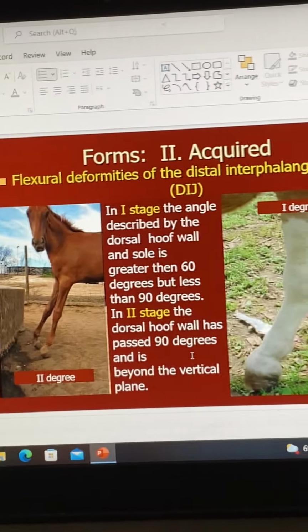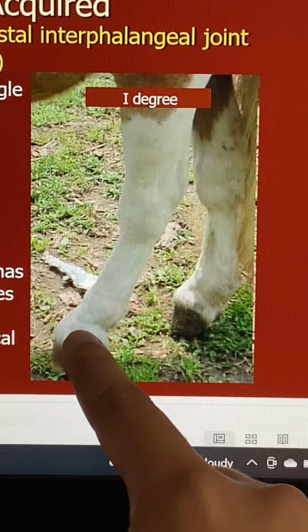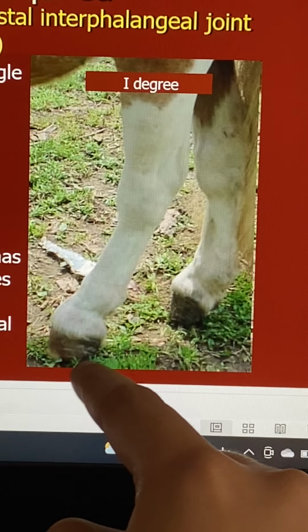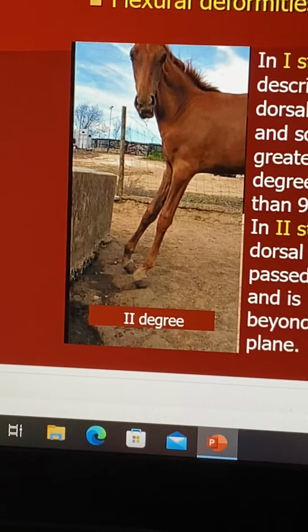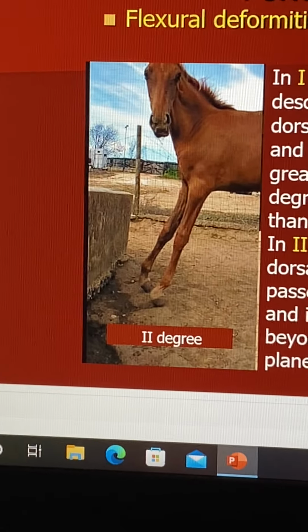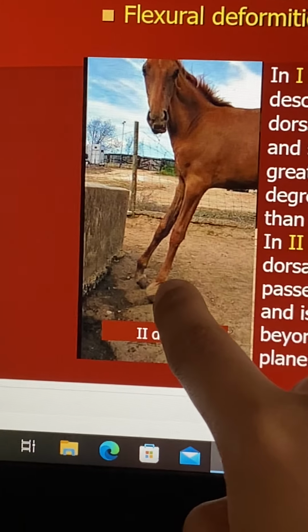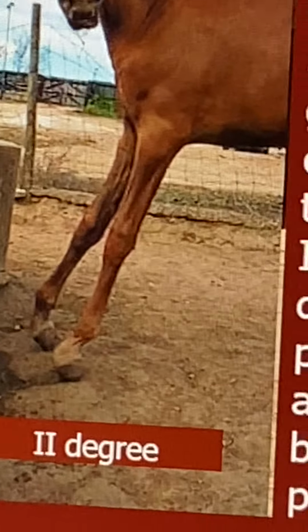This is flexural deformities of the distal interphalangeal joint, showing you first degree. In stage 1, the angle described by the dorsal hoof wall and sole is greater than 60 degrees but less than 90 degrees. So, 60 to 90 degrees. In the second degree, the dorsal hoof wall, so the outside, has passed 90 degrees and is beyond the vertical plane. The dorsal hoof wall here was 60 to 90; this is greater than 90.